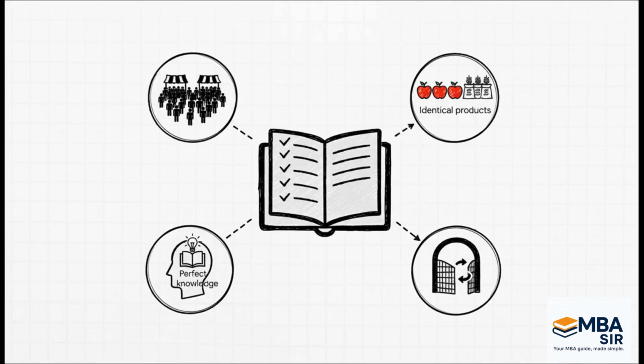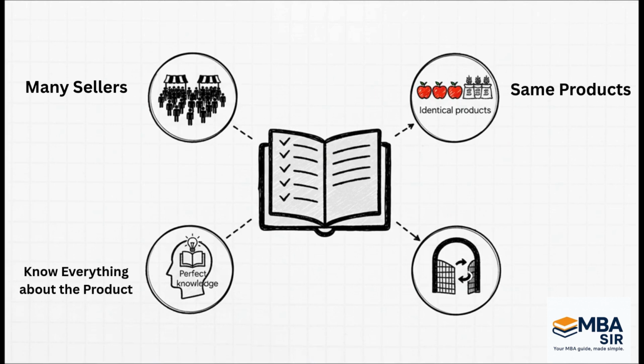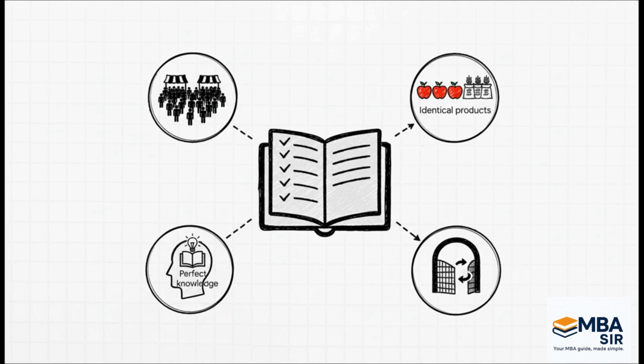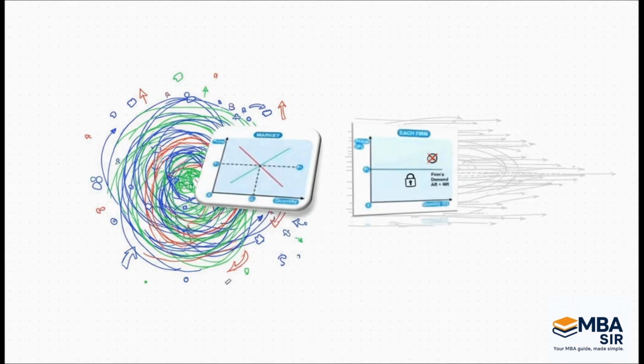For this to actually happen, though, a bunch of really strict conditions have to be met. You need a ton of sellers, and they all have to be selling the exact same product. Then everybody, buyers and sellers alike, has to know everything about the product and its price. And on top of that, companies have to be completely free to jump into or out of the market with zero barriers.